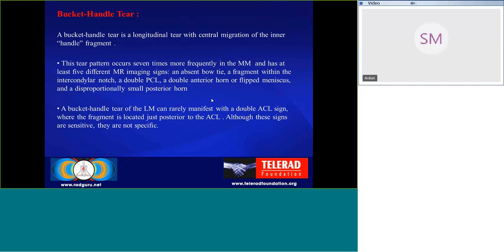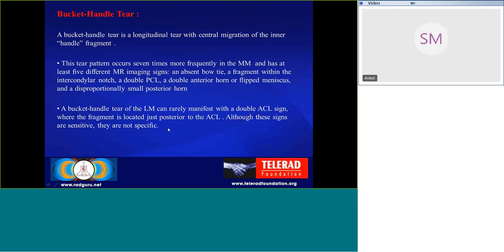So we have to rely on indirect signs before diagnosing or deciding on the bucket handle tear, which includes absence of bow tie or a fragment within the intercondylar notch, double PCL sign, or a double anterior horn or flipped meniscus, or disproportionately small posterior horn of the meniscus. A bucket handle tear of the lateral meniscus can rarely manifest with a double ACL sign, where a fragment is located just posterior to the ACL.